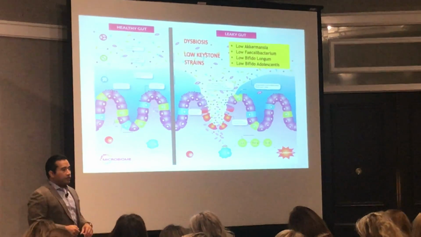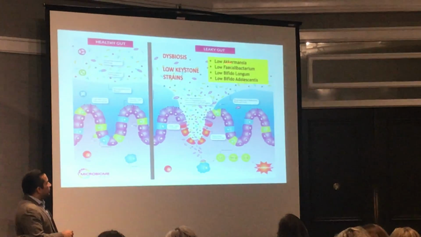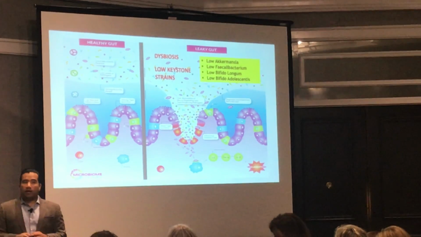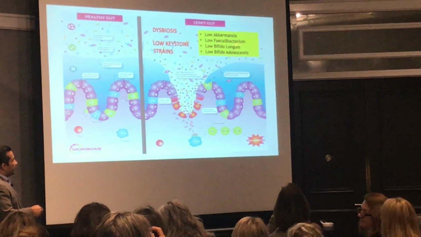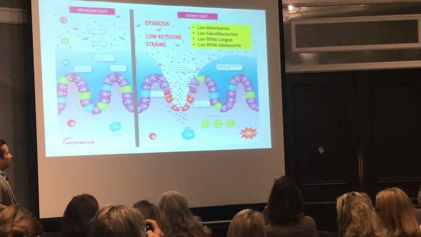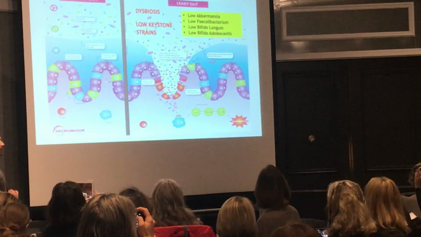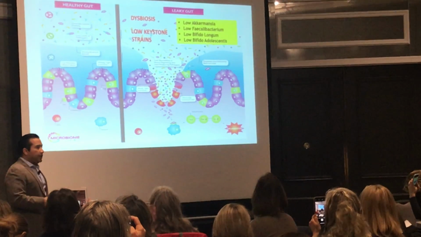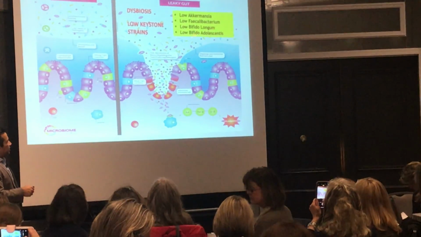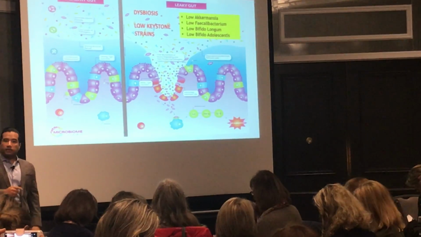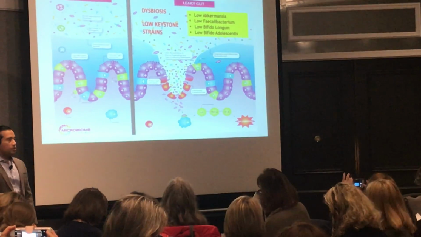So the most well-known of these keystone strains are Akkermansia muciniphila. And I'll talk about what they actually do. Faecalibacterium prausnitzii, just remember that name. A couple of the bifidobacteria species are considered to be keystone strains. One of them is Bifidobacterium longum, and the other one is adolescentis. These aren't all of them, but these are the main ones. These are the most well-studied keystone strains.